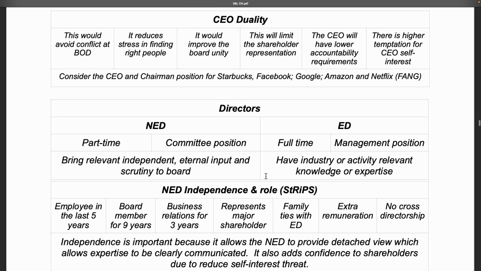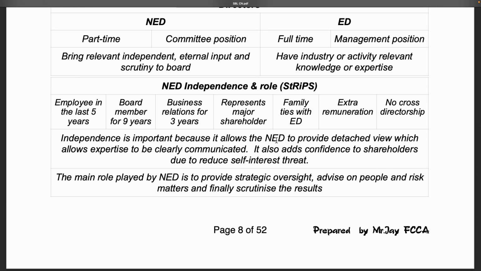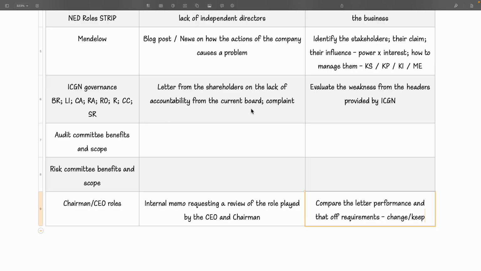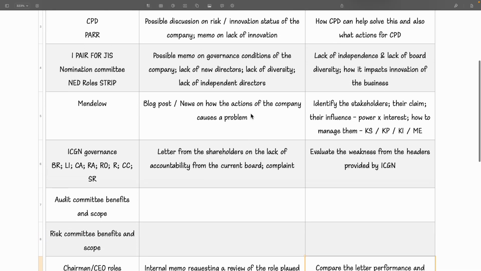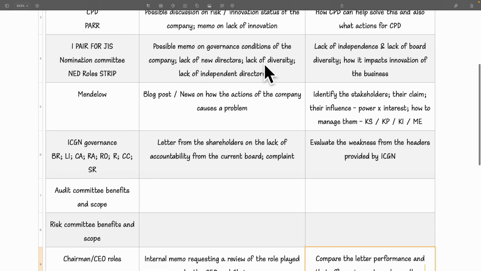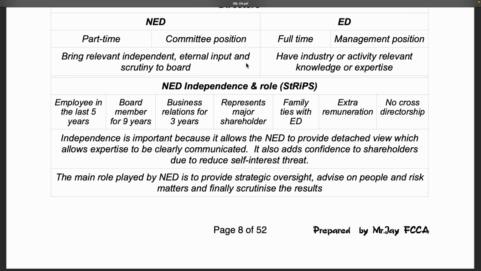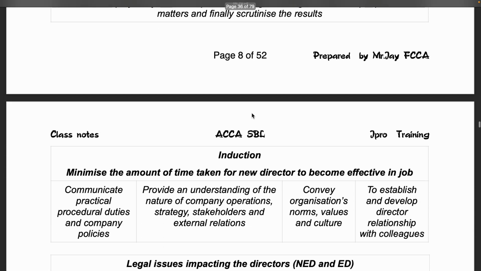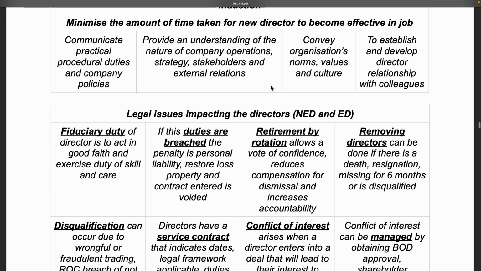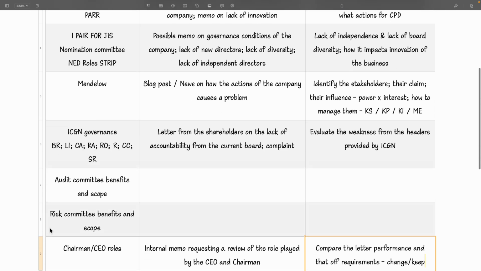Okay. Then of course NED, the role of NED is quite important. I already said that, the role of NED. There, the role of NED is kind of important. That's why I put the word role straight here already. And the fact that they have to be independent is also here. Okay, the independence might be questionable. Then you've got legal issues. There might be some legal for this paper.